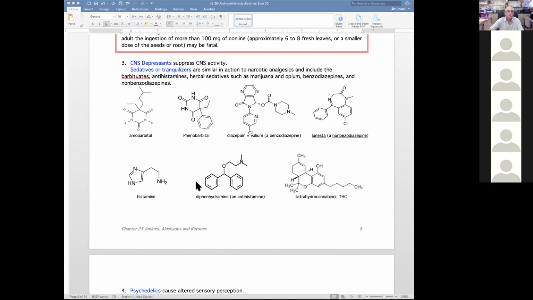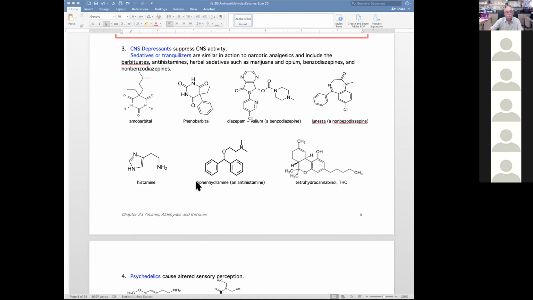And then we have central nervous system depressants. They suppress central nervous system activity. Sedatives and tranquilizers. So these are barbiturates, antihistamines, marijuana, opium, these kind of things. So here is amobarbital, here is phenobarbital, here is diazepam, also known as Valium. Here's Lunesta. Here's histamine. Here's an antihistamine.